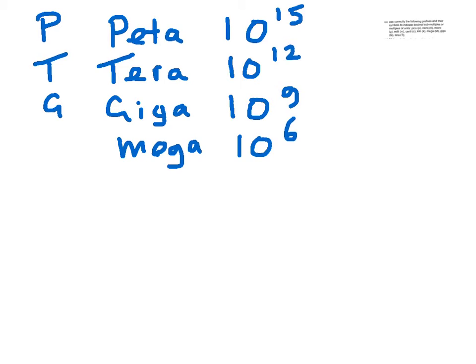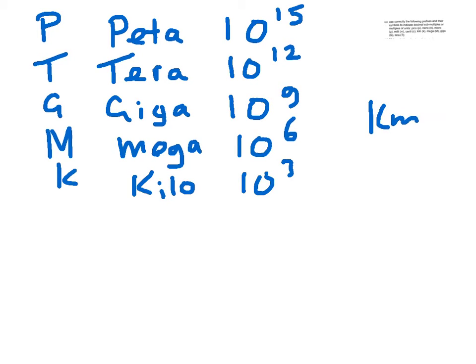What should we go for next? We've got mega, capital M. Kilo, that is a K. That's 10 to the 3. That's the one you're probably most familiar with. Kilometers means 1,000 meters. 10 to the 3 is that, isn't it? So that's how it's done. Take that out. What have we got next?